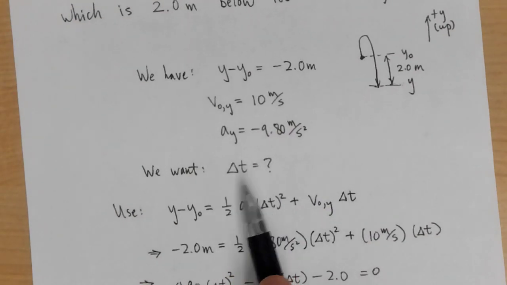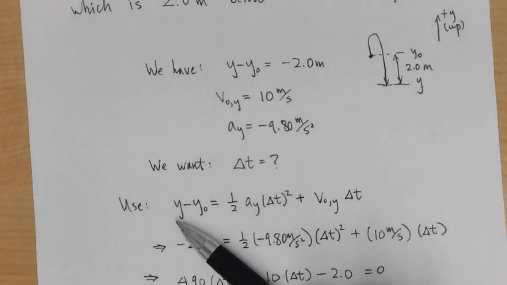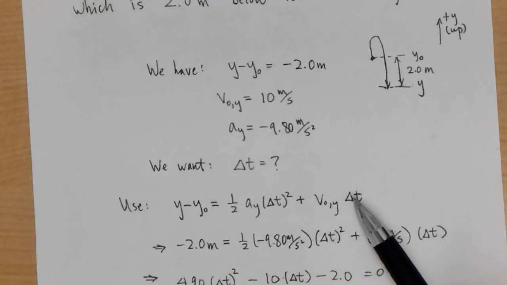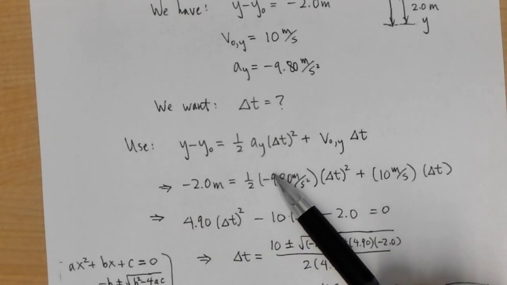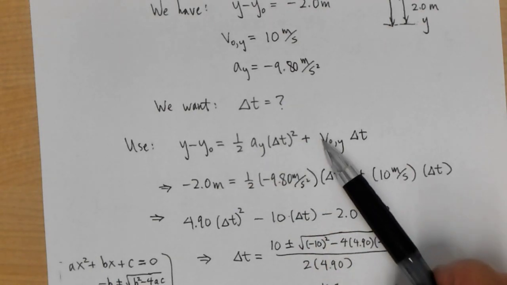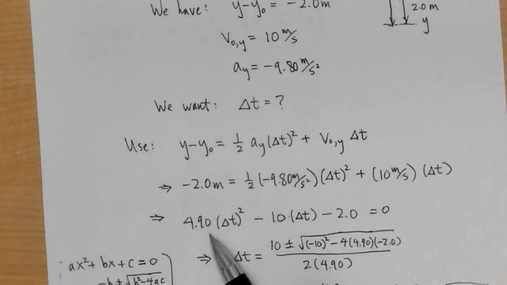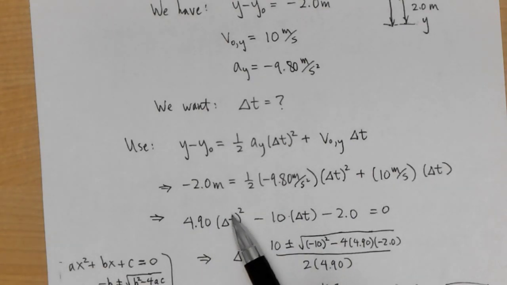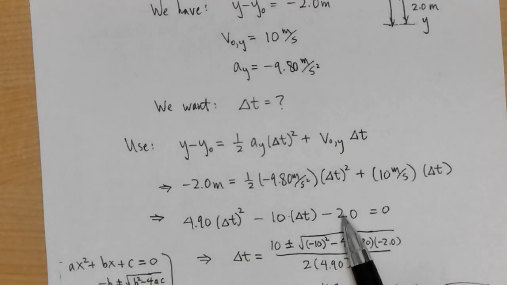We want to know delta t, so we pull out the formula that involves these things and delta t, and there's one formula that does this. y minus y0 is equal to 1/2 ay delta t squared plus v0y delta t. Plug in the values, y minus y0 is negative 2. We have 1/2 ay is negative 9.8, and we have the delta t squared plus v0y is 10 meters per second times delta t. And then we can just simply rearrange things. 1/2 times negative 9.8, bring it to the other side, is 4.9 delta t squared. Bring this to the other side, minus 10 delta t, and negative 2 is minus 2, and then that's equal to 0.